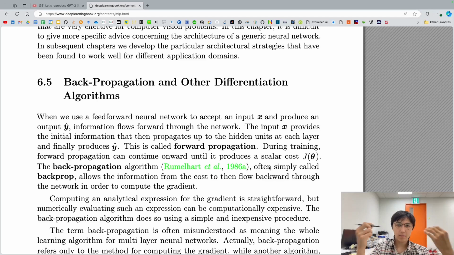So backpropagation simply uses the chain rule and differentiation algorithms, and it is one of the differentiation algorithms to find these gradients by going backward. The main advantage of backpropagation is that it is using dynamic programming.